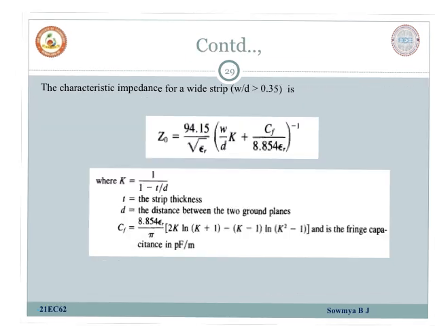The characteristic impedance for this wide strip, that is w by d greater than 0.35, is given by Z0 equal to 94.15 divided by square root of epsilon r, into (w by d k plus Cf divided by 8.854 epsilon r) whole power of minus 1, where k is given by 1 by 1 minus t by d. t is the strip thickness, d is the distance between the two ground planes, and Cf is given by 8.854 epsilon r divided by pi into [2k ln of (k plus 1) minus (k minus 1) ln of (k square minus 1)], and is the fringe capacitance in picofarad per meter.